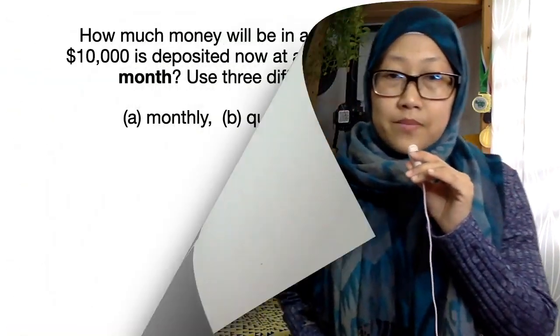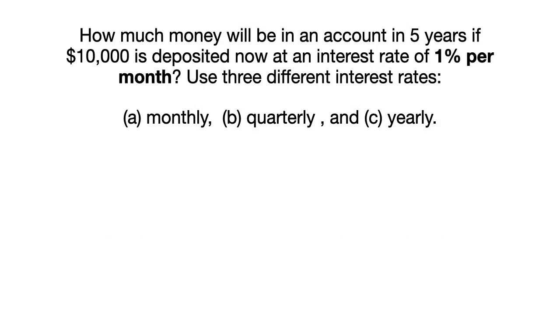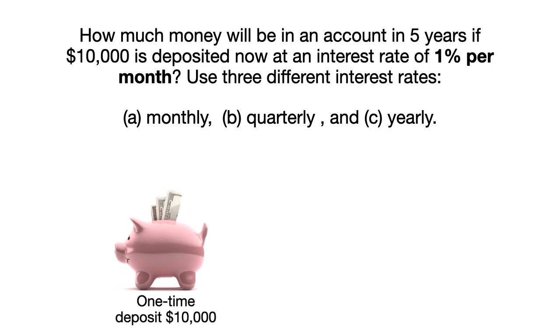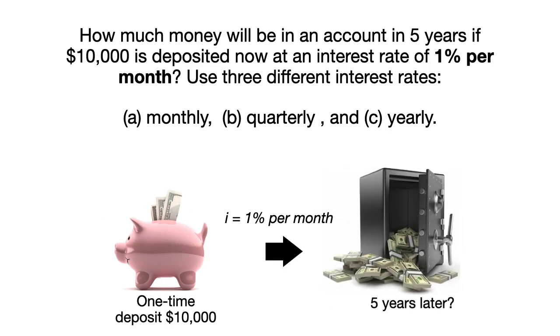Let's look at the example. This very simple question asks you, what is the amount in your account after 5 years if you deposit a one-time amount of $10,000 at an interest rate of 1% per month. So given that the compound interest period is different, as in monthly, quarterly and yearly.